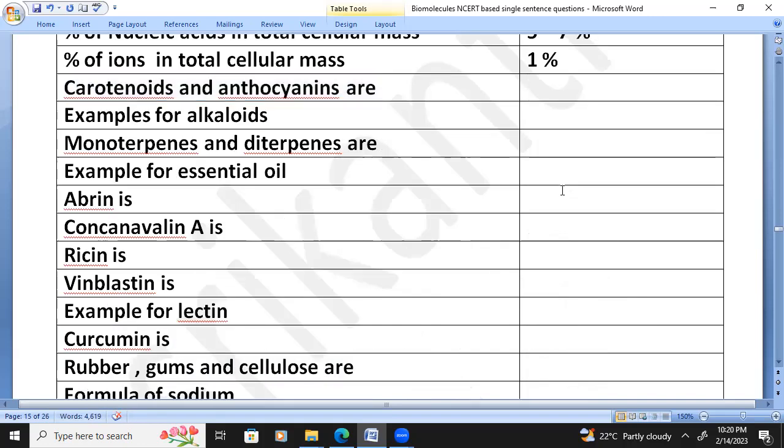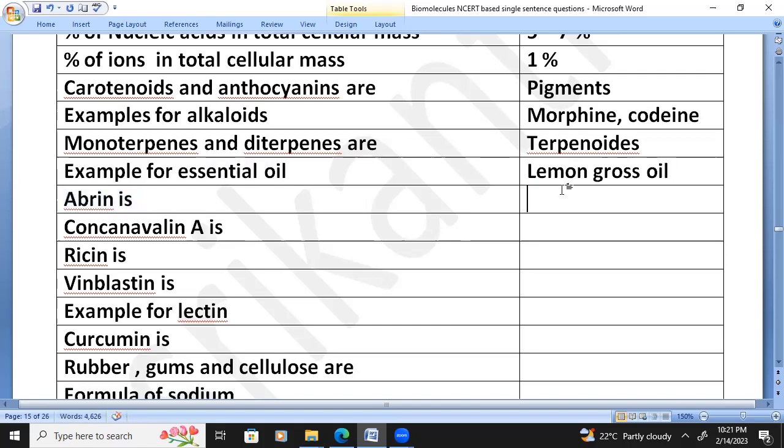Carotenoids and anthocyanins are pigments. Example for alkaloids, morphine, codeine. Monoterpenes and diterpenes are terpenoids. Example for essential oil, lemongrass oil. Abrin is a toxin. Concanavalin A is a lectin. Ricin is a toxin. Vinblastine is a drug.